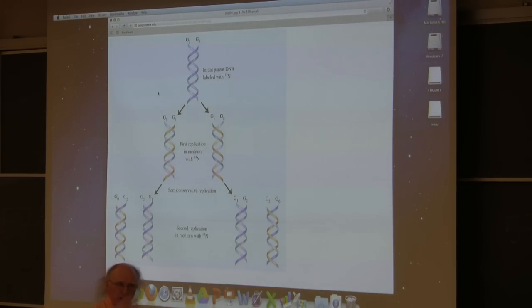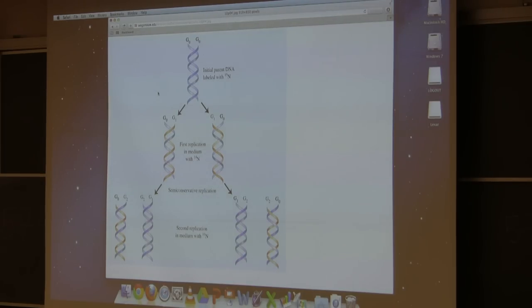Because we knew A went with T, G went with C. If you had one strand, it was quite easy to figure out how you would make the other strand because the rules were very simple. Well, that set in motion a series of researchers working on how DNA replicated. We can imagine DNA replication occurring by a couple of processes. One is the one you see on the screen.